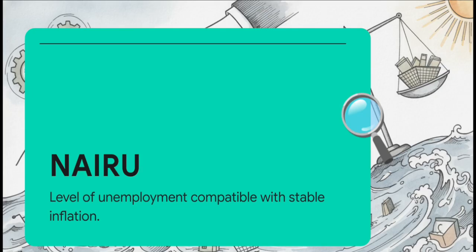That stands for the non-accelerating inflation rate of unemployment. Essentially, they argued there's a natural structural baseline of unemployment in the economy. Any trade-off between inflation and unemployment is strictly temporary. You just can't permanently buy more jobs by printing more money.